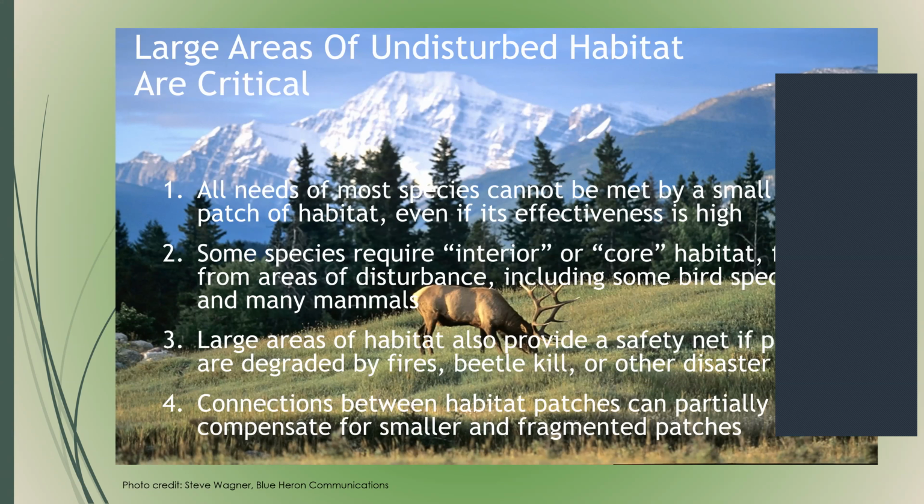All the needs of these species can't be met by a single patch of habitat. A lot of species prefer core habitat away from the edges of habitat patches. Also, these large unfragmented patches provide a bit of a safety net in the case of a disaster or climate change, because animals can temporarily or permanently move to undamaged areas within the region, and plants can recolonize from those undamaged areas. And as habitat patches become more and more fragmented, the connection between these patches becomes ever more important.